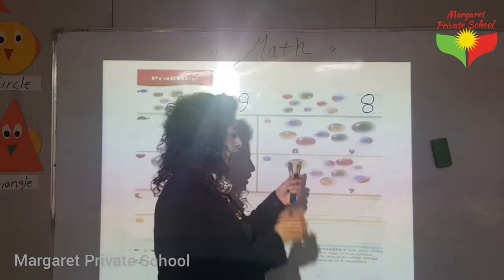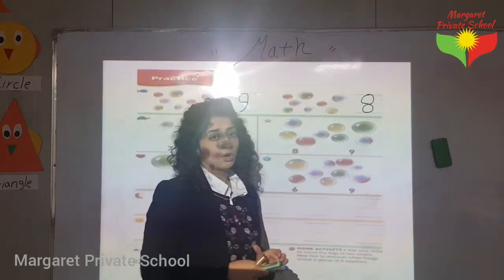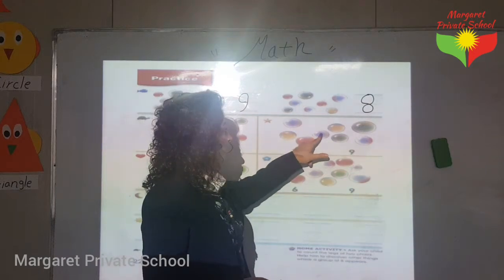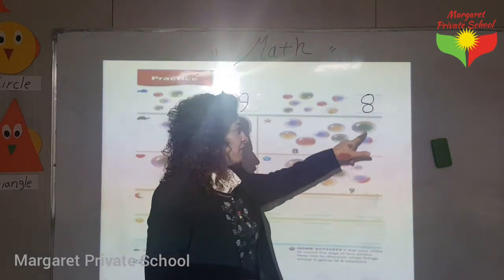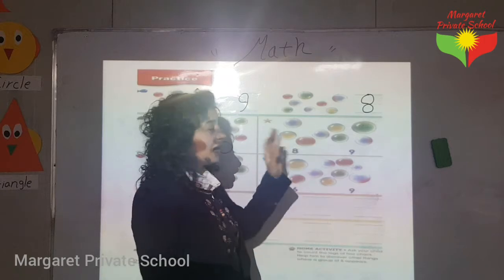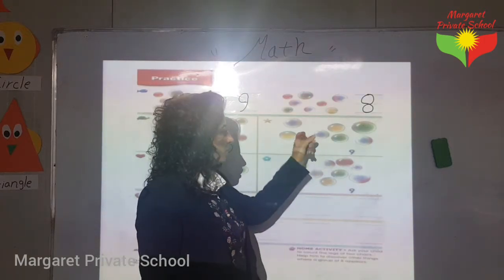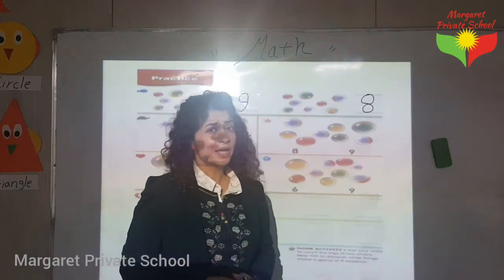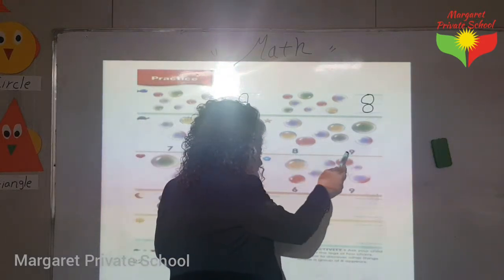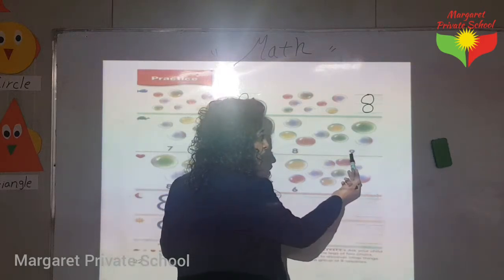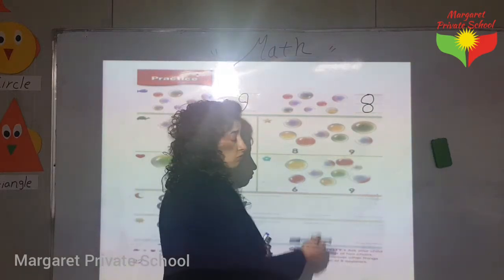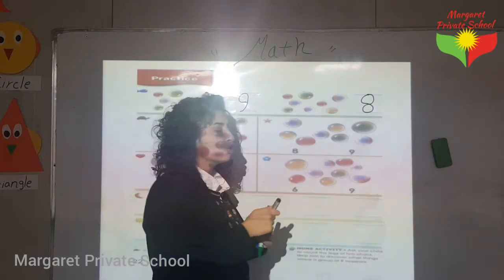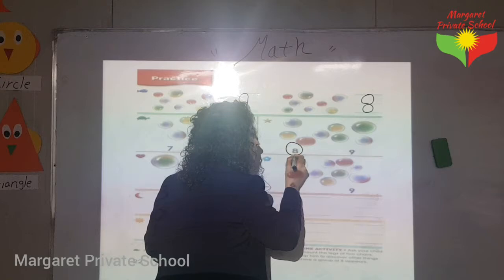Now from here, how many bubbles are there? Let's count: 1, 2, 3, 4, 5, 6, 7, 8. So we have 8 bubbles. Which one? Number 8. Which one from here is number 8? This number 8? No, this is number 9. This number 8? Yes. So this is the true answer. You must draw a circle around number 8.